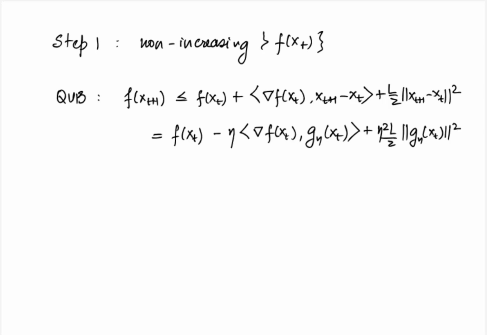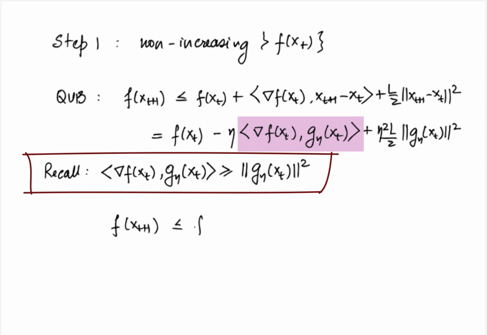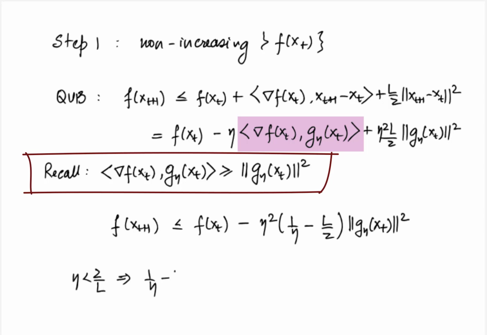Now in the last video we have seen the descent property, which said that inner product of gradient f of x with g eta of x is greater than or equal to norm square of g eta of x. So using that property here, we get that f of xt plus 1 is less than or equal to f of xt minus eta square times 1 by eta minus L by 2 norm square of g eta of xt. So in case eta is less than 2 by L, it follows that f of xt is a non-increasing sequence.